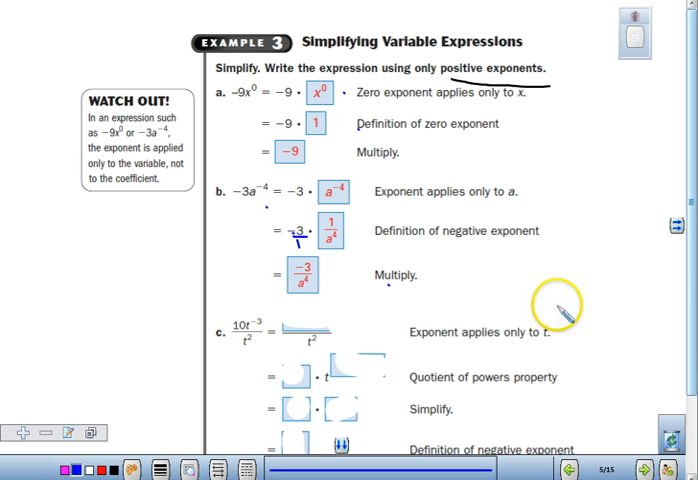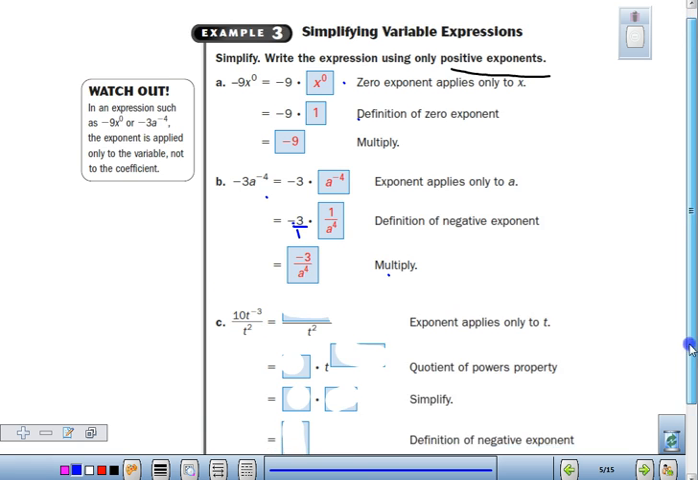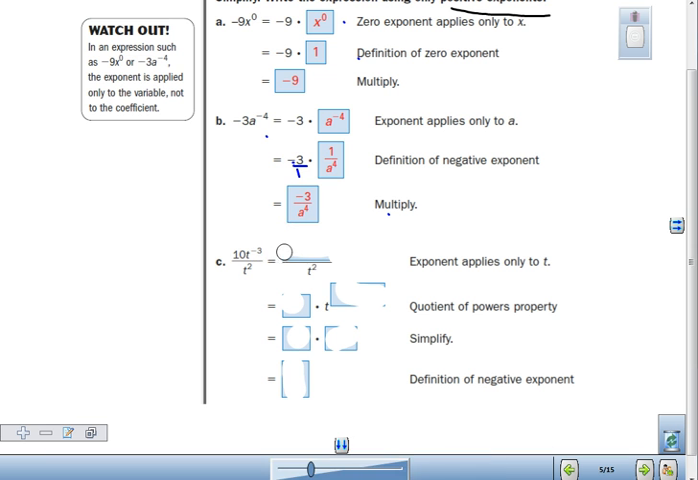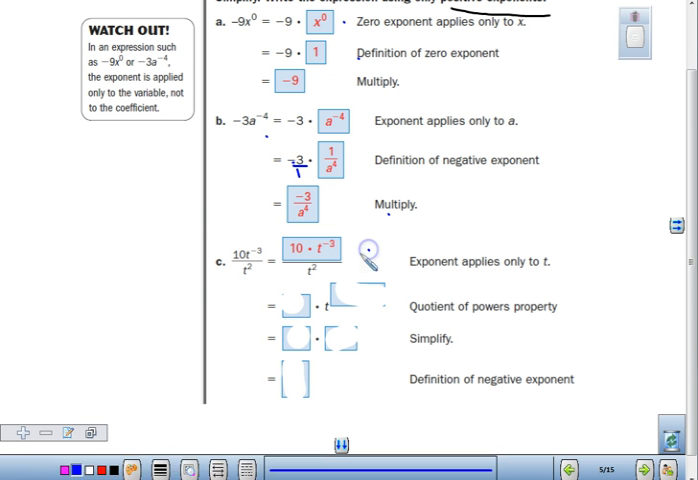Again, if you need to pause these and look at them, go back and look at these when we do the guided practice to help you out, to show your work. I'm going to do a few of the guided practice and you'll do the rest. As you look at question C, it says 10 times t to the negative 3 divided by t to the second. How are we going to write that? We're going to put 10 times t to the negative 3 divided by t to the second.